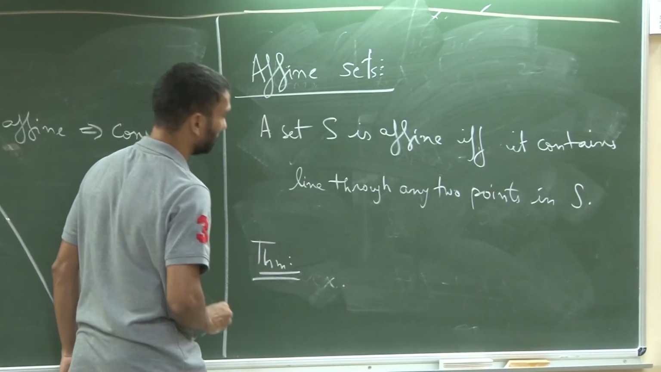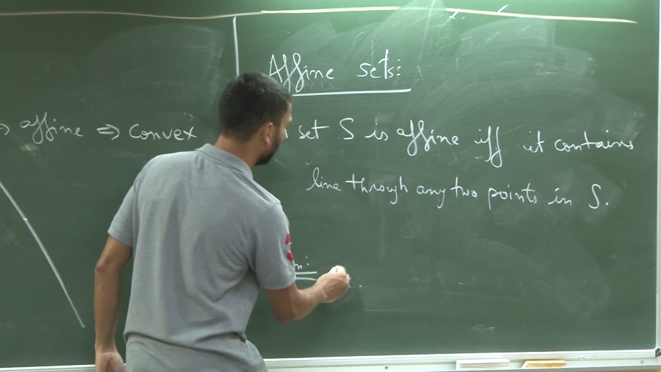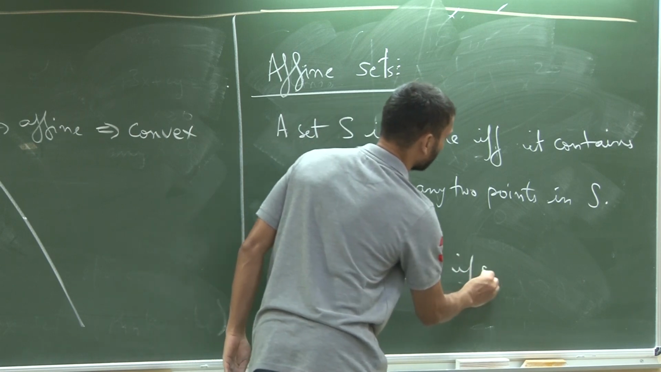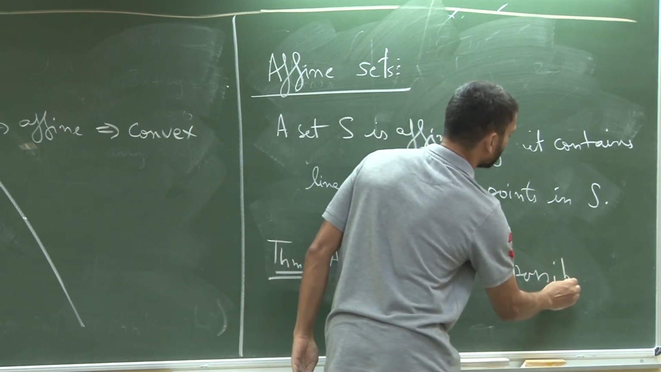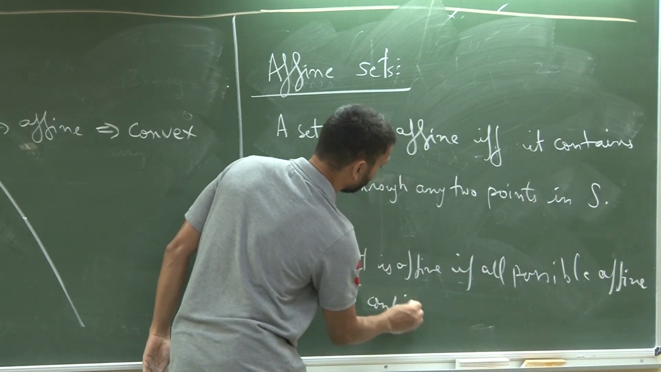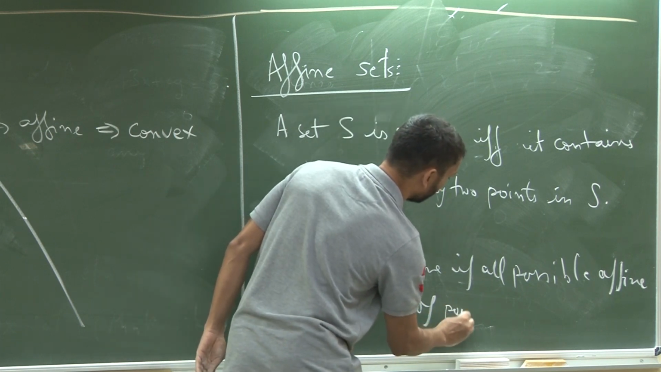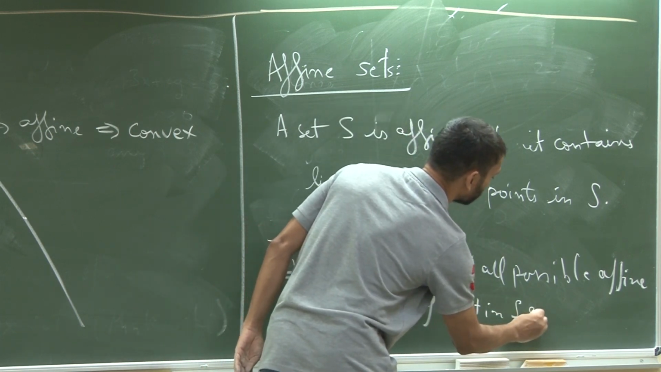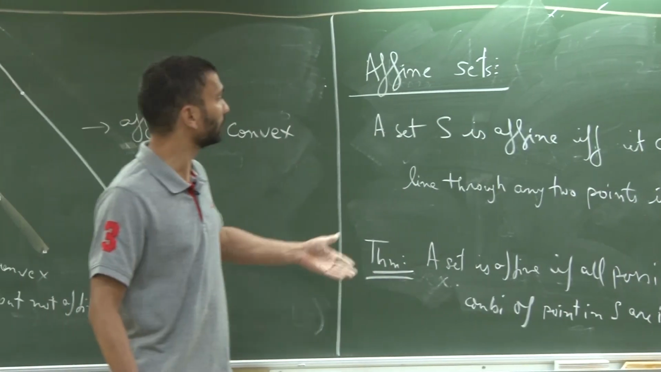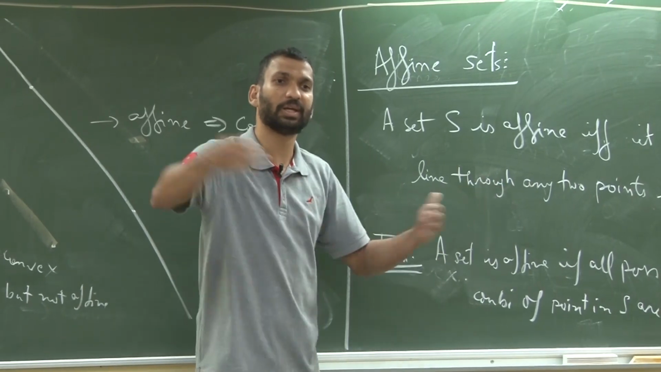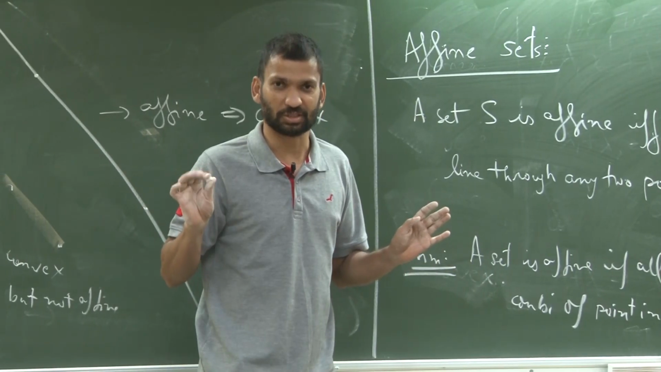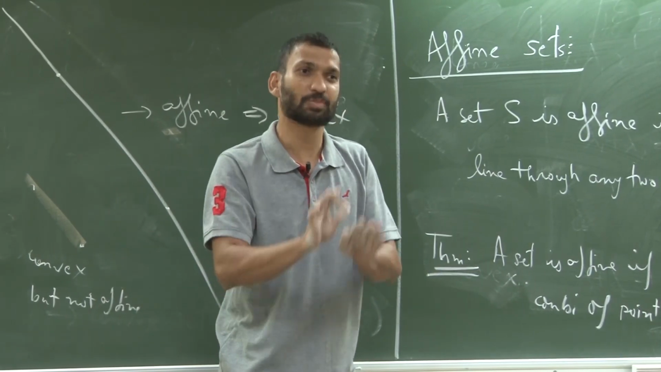It is not hard to argue using induction that this definition can be changed to: a set is affine if all possible affine combinations of points in S are in S. So, there is no good reason to restrict taking an affine combination to just any 2 points. You can take any number of points in S, take their affine combination and things will not change. Yes, it is not obvious, but you can make it work.